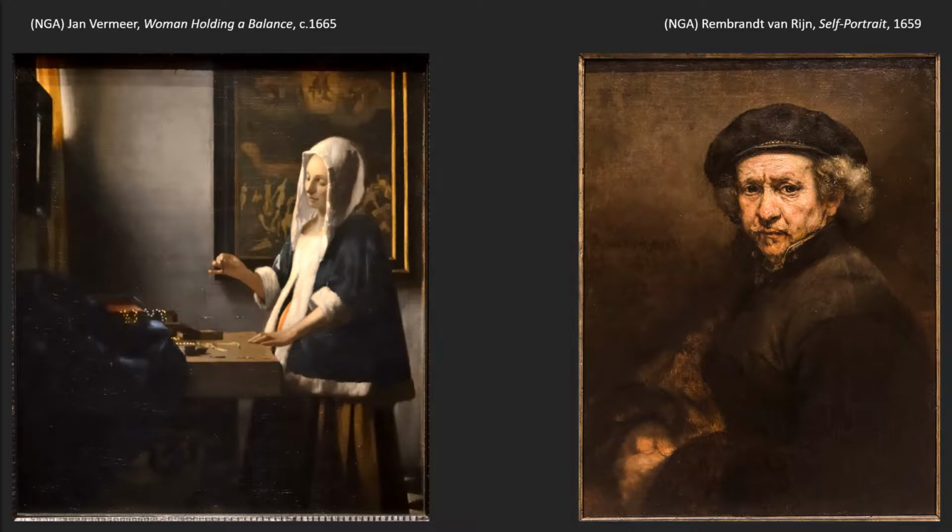So all of the other genres kind of led to this, right? And that's what Rembrandt wants to be from day one. He's going to be a great artist. He's going to be a history painter. That's his ambition.